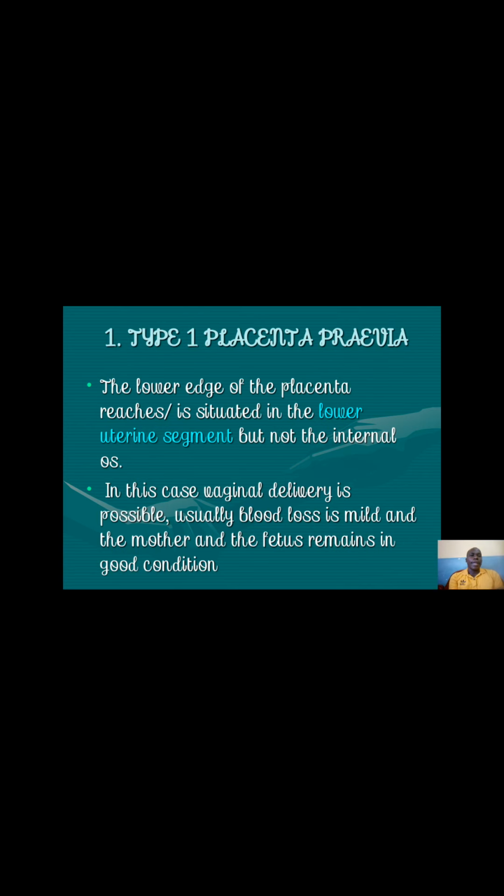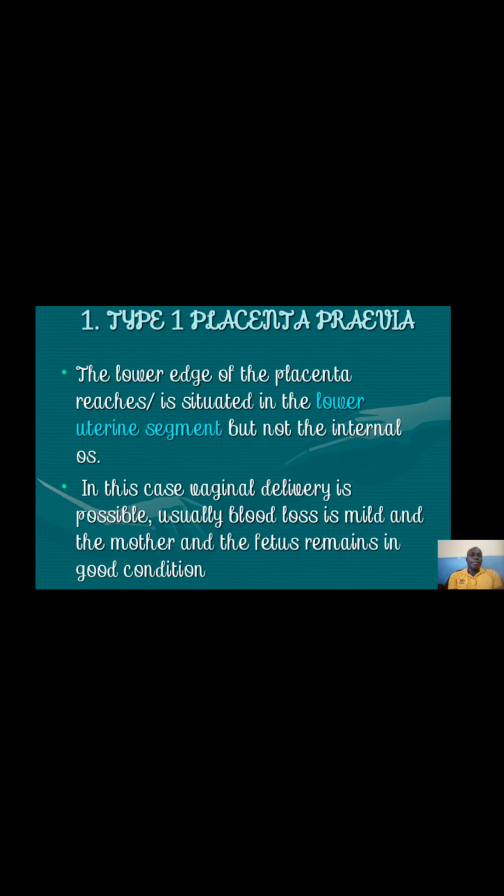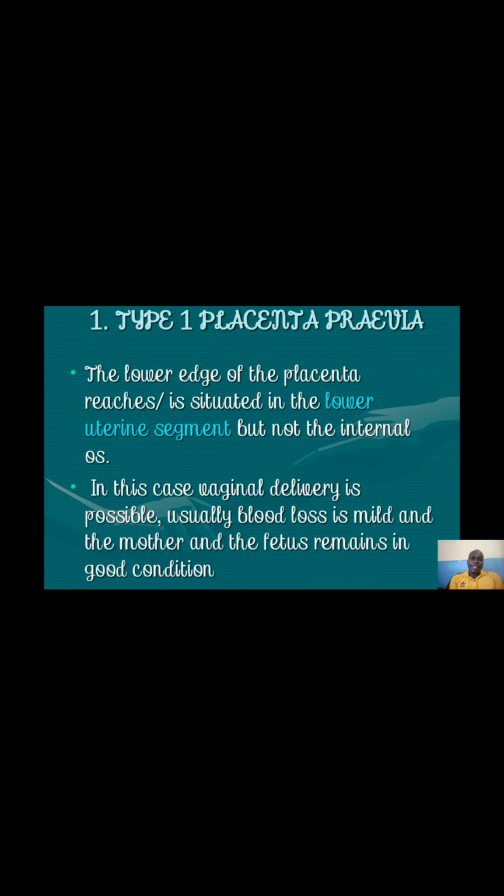Yeah, type 1 placenta previa. This is a type of placenta previa in which the lower edge of the placenta reaches or is situated in the lower uterine segment but not the internal os.